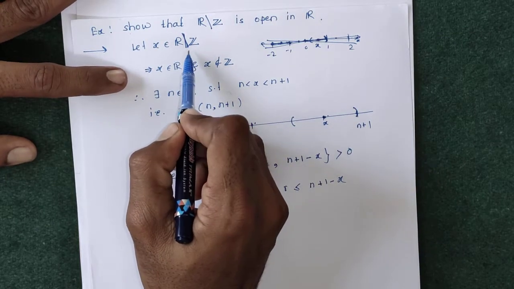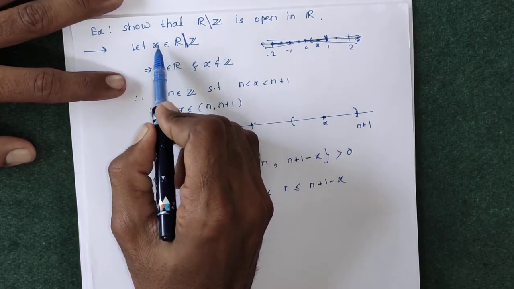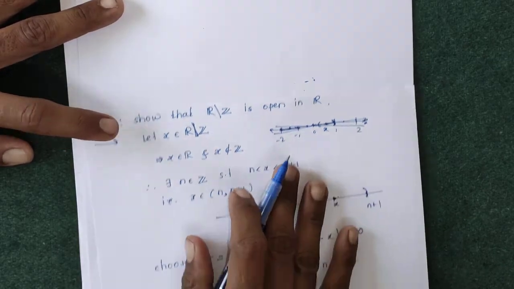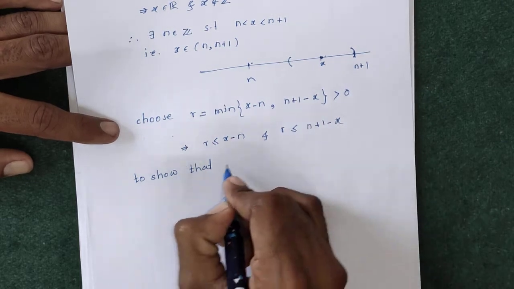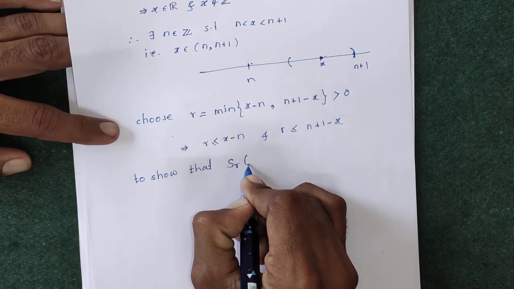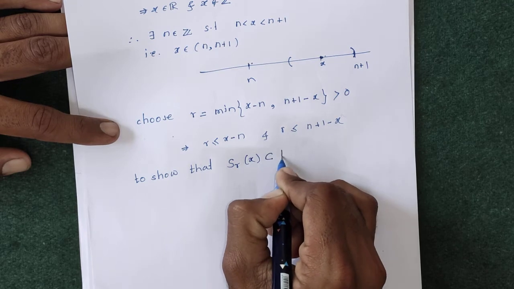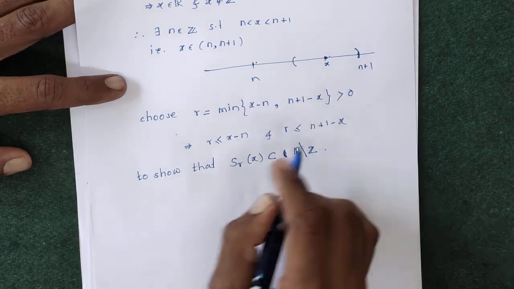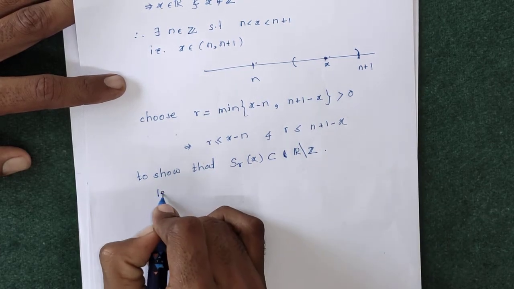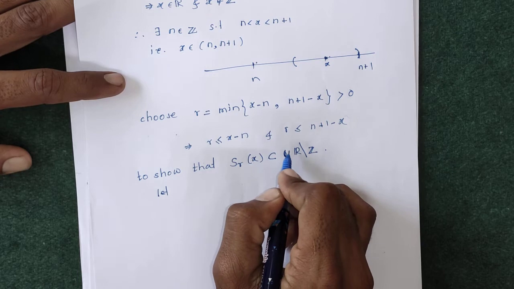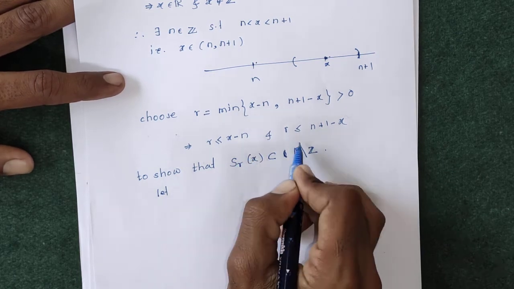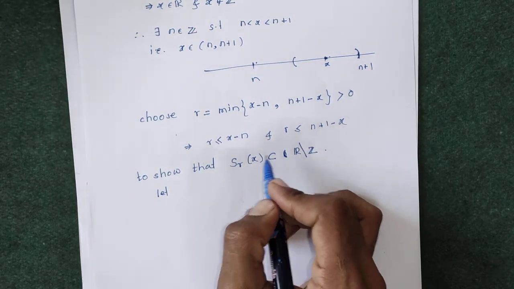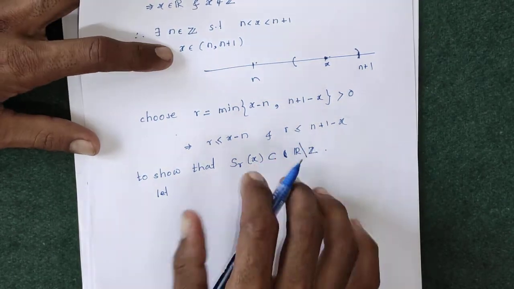We have to prove that R minus Z is open, so we have to prove that the open sphere centered at this x and with this radius r lies in R minus Z. We have to show that S_r(x) lies inside R minus Z. To prove this result, we know how to prove that one set is a subset of another: we take one element of this set and prove that the element is in the other set, and after that we can say that this open sphere lies inside R minus Z.